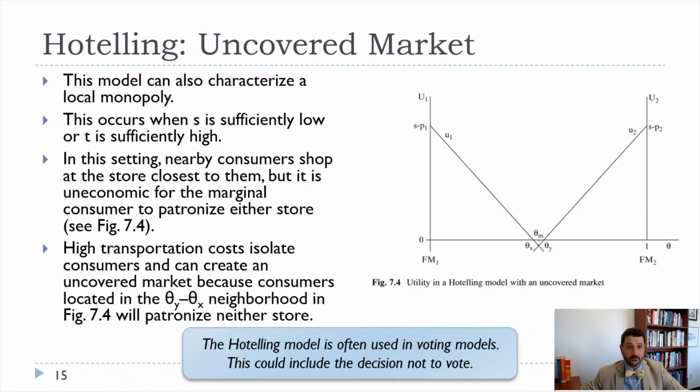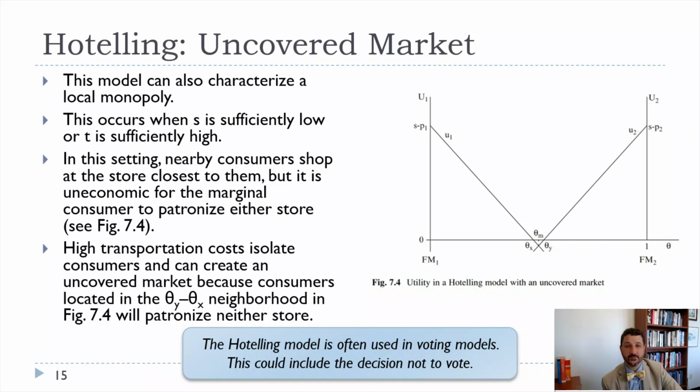Now, with an uncovered market, either T is really high, so the transportation cost is really high, or the utility of consuming the product is not very high, so S is low. Then there will be some group in the middle here that doesn't buy. In this case, it's a fairly small group, between theta X and theta M, but they are basically not going to buy. You can think of that in terms of geographic location. There are some places, in the country, in the world, where there are not a lot of stores, and so people just don't buy from those stores.